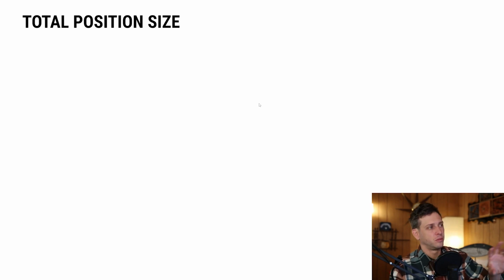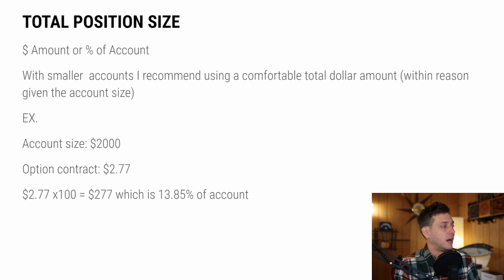So we've talked about how option contracts are priced, or rather what those prices mean, and how we get to the total price. Let's talk about total position size. There are two ways to do this. You can do it in a set dollar amount, or in a percentage of your account, or a percentage of maybe a total amount that you want to trade in a day, or that you're comfortable trading.